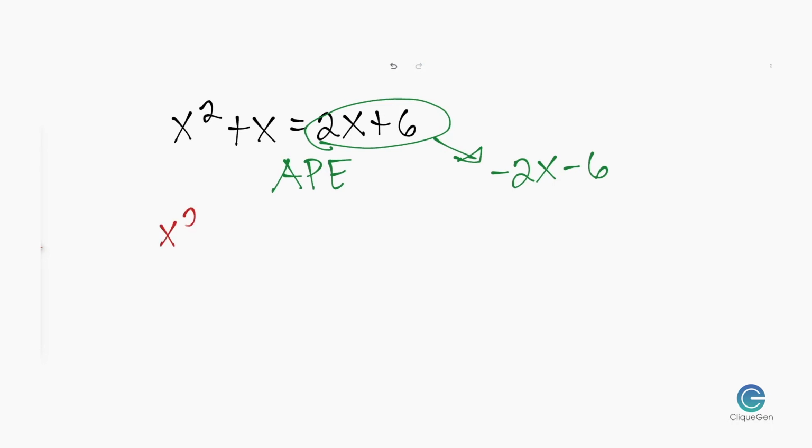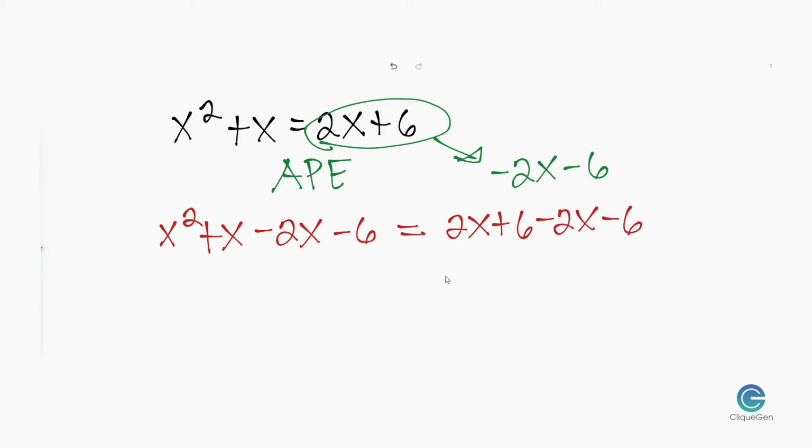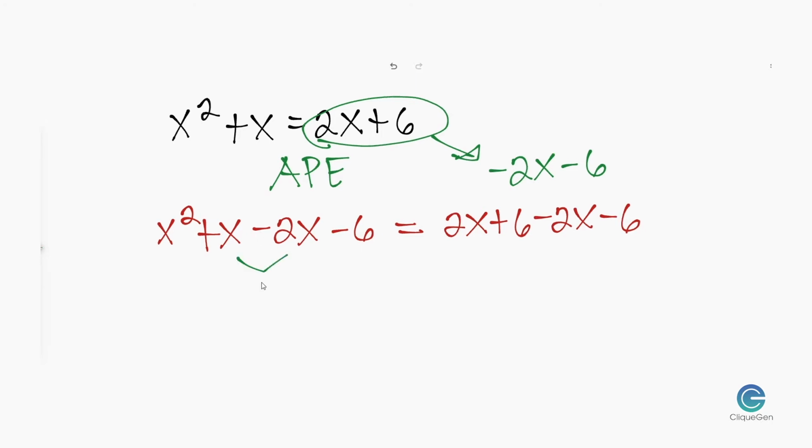So, it will be x squared plus x plus negative 2x plus negative 6 equals 2x plus 6 plus negative 2x plus negative 6. Next, we will combine similar terms. On the left side, we have x and negative 2x. Adding them results to negative x. Then we will just copy the remaining terms. On the right side, 2x plus negative 2x is 0. 6 plus negative 6 is also 0, which means that the right side of the equation is already 0.